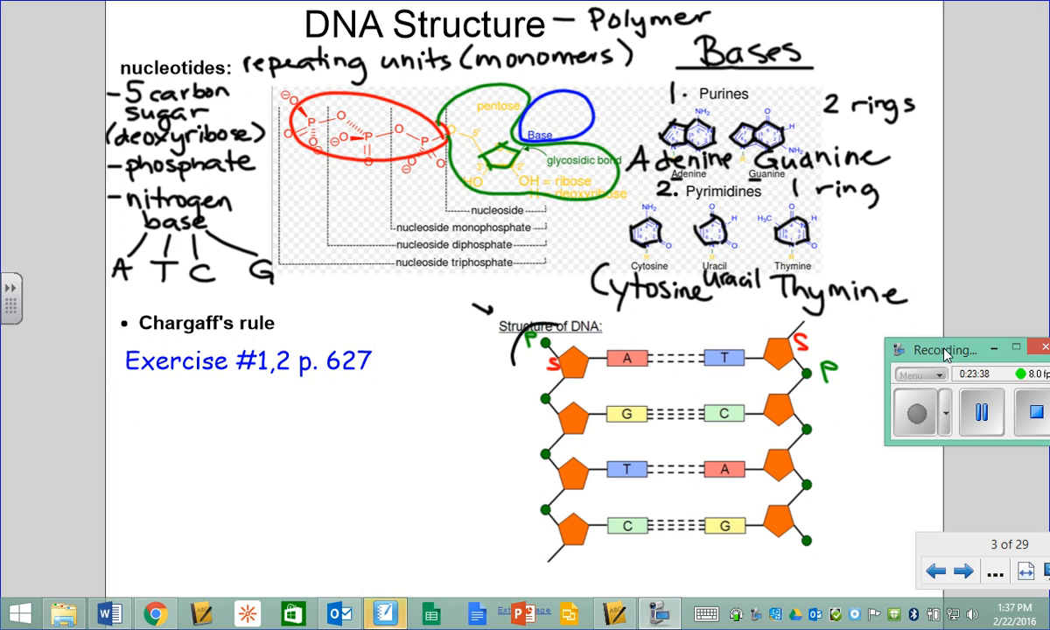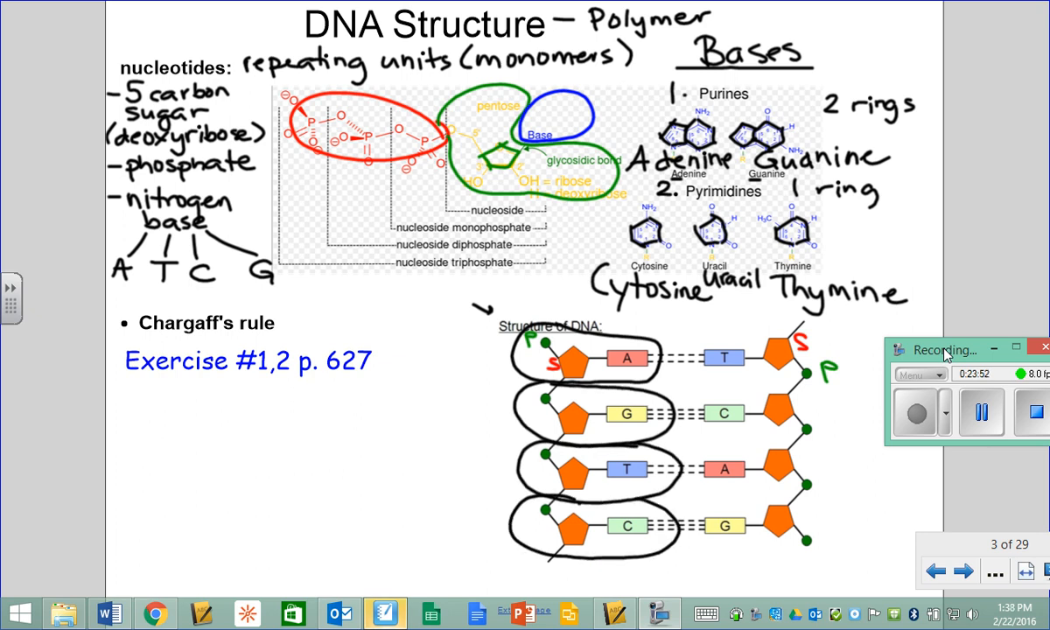This section would represent 1 nucleotide. So if I were to look at a whole DNA molecule, I would see a bunch of nucleotides down one side, and then I would see a bunch of other nucleotides down the other side. So nucleotides are these little units. Each has a phosphate, a sugar, and a base. And when I put a bunch of them together, I can make a molecule of DNA.